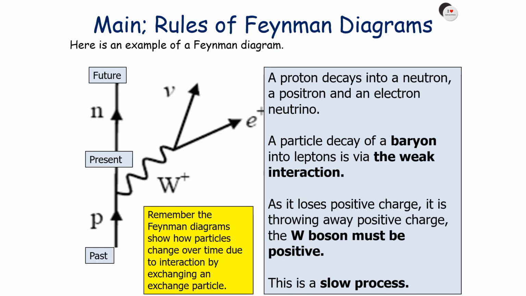Now in this example, a proton decays into a neutron, a positron, and an electron neutrino. Now it involves leptons and a particle is changed in type, so it's via the weak interaction.